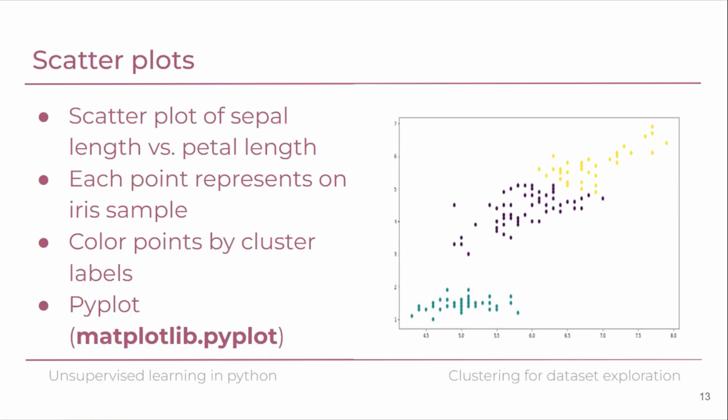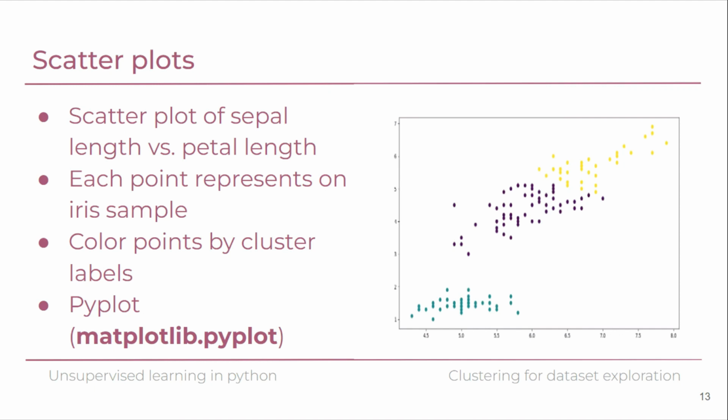In the next video, you'll learn how to evaluate the quality of your clustering. But for now, let's visualize our clustering of the iris samples using scatter plots. Here is a scatter plot of the sepal length versus petal length of the iris samples. Each point represents an iris sample, and is colored according to the cluster of the sample.